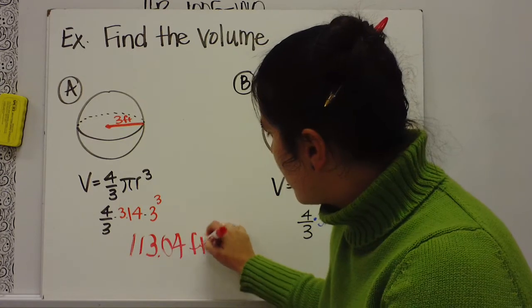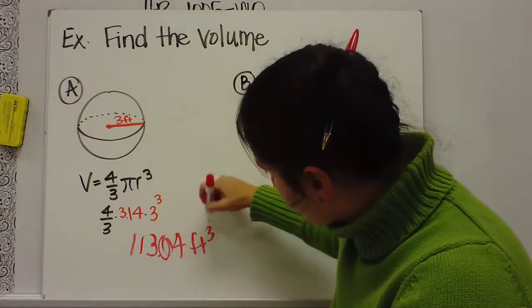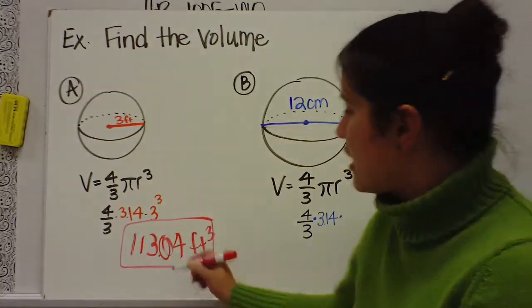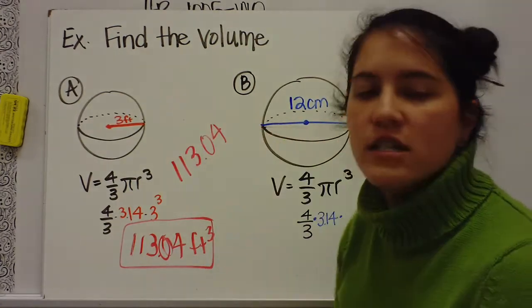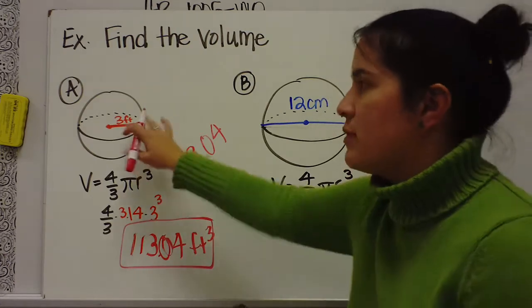113.04 feet cubed. So 113.04 feet cubed. That's the volume of that sphere.